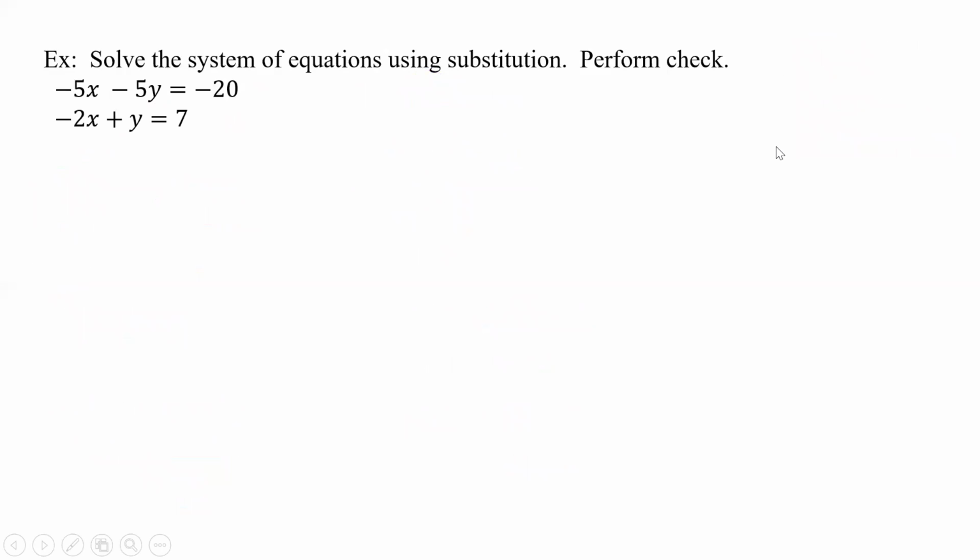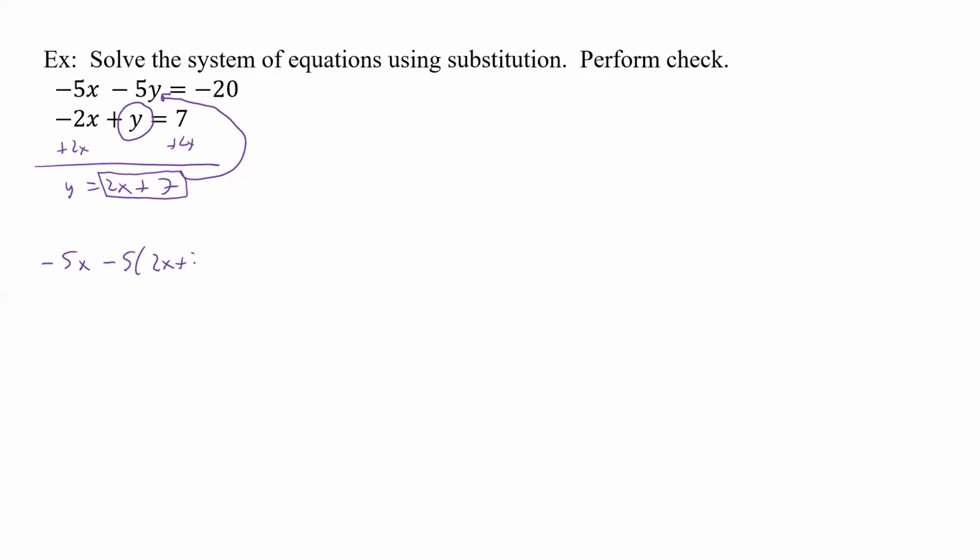All right, what about this one? Well, looking at this, I see that second one has a y. And so I'm going to solve for that y. So what am I going to do? I'm going to add 2x to both sides, and I get y equals 2x plus 7. So now I can take and substitute this up into the top equation for y. And so that gives me minus 5x minus 5 times 2x plus 7 equals negative 20. And so negative 5x minus 10x minus 35 equals minus 20.